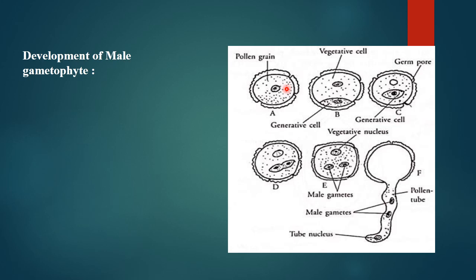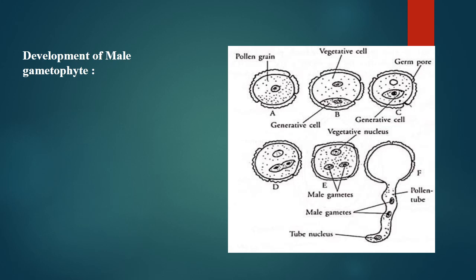Now we will see the development of the male gametophyte. The gametophyte is a stage in the life cycle that is found in plants and certain species of algae. The first gametophytic structure is the modification of the microspore mother cell into a pollen grain. The pollen grain grows into the male gametophyte. The pollen grain consists of 2 cells, a vegetative cell and a generative cell.